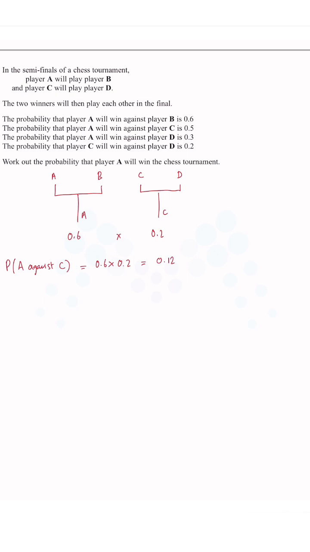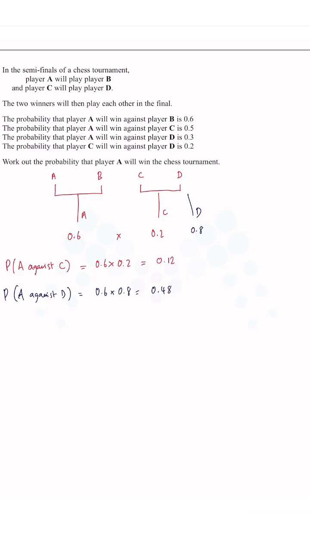Now, if I do the same thing for player A to play against player D, the probability of player D winning is 0.8. So the probability of A against D is equal to 0.6 times 0.8, which is 0.48. Now, that's just the chance of them playing.